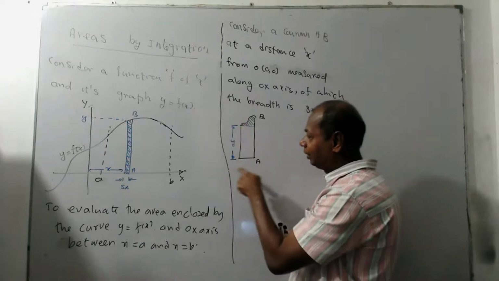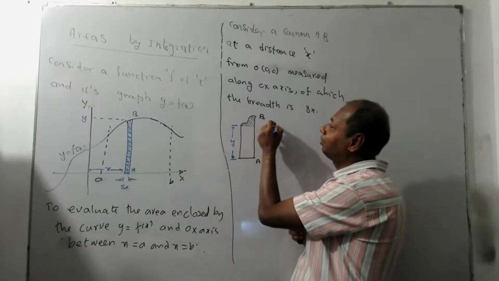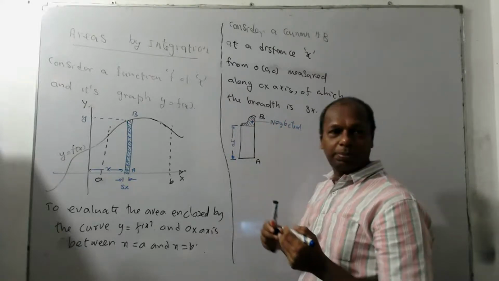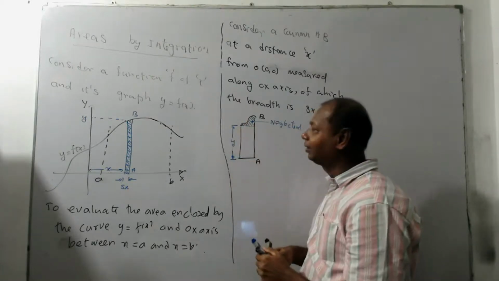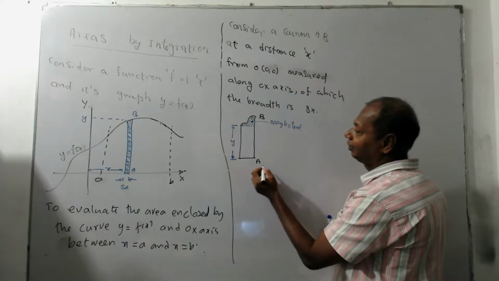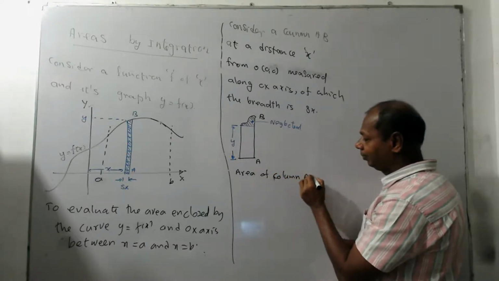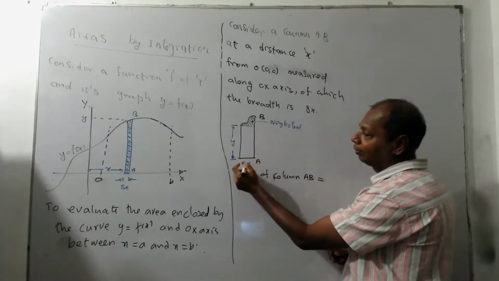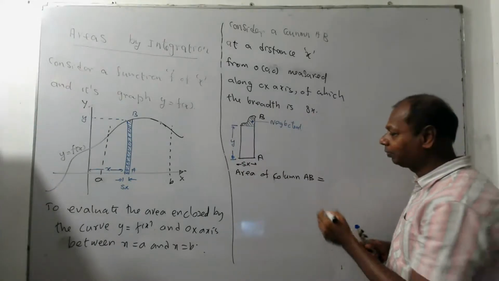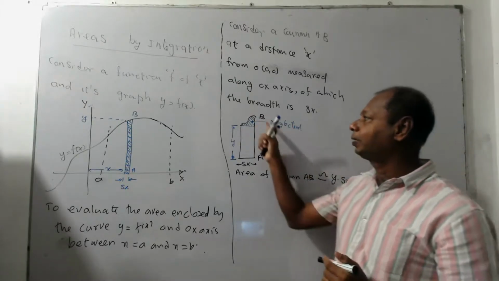In other words, we made it a rectangle, taking this part off, or you are going to neglect that part. If you neglect that part, the area of column AB will be approximately equal to, this is the height, this is the breadth. So it is y into delta x, isn't it? Now it's approximately equal to y delta x if you neglect this part, right? The theory is in fact about this neglected part.